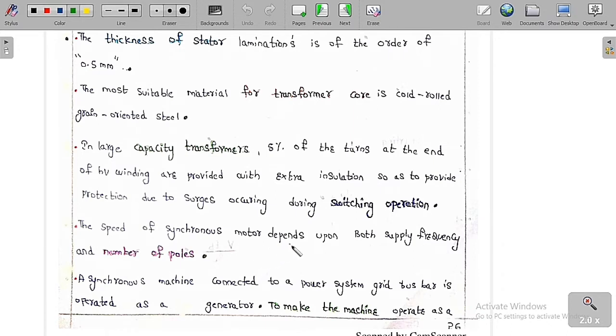So it is going to depend upon supply frequency and also the number of poles. The number of poles is always an even number. Therefore, the speed of a synchronous motor depends on both the supply frequency and the number of poles. In a synchronous motor, NR is equal to NS always.